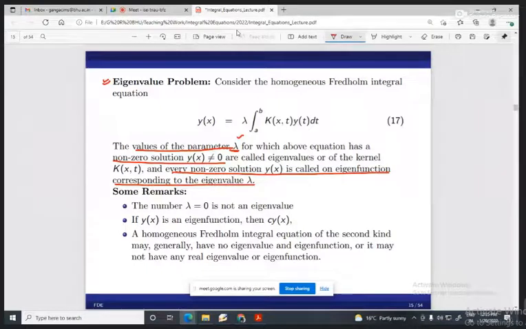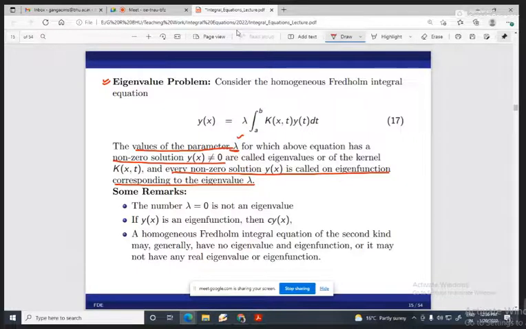We can find the eigenvalues only for homogeneous Fredholm integral equations. That equation must be homogeneous. This is the homogeneous Fredholm integral equation. For the value of lambda for which there exists a non-zero vector, it is also called a function, that function is called the eigenvector or eigenfunction, and lambda is called the eigenvalue of this integral equation or kernel.